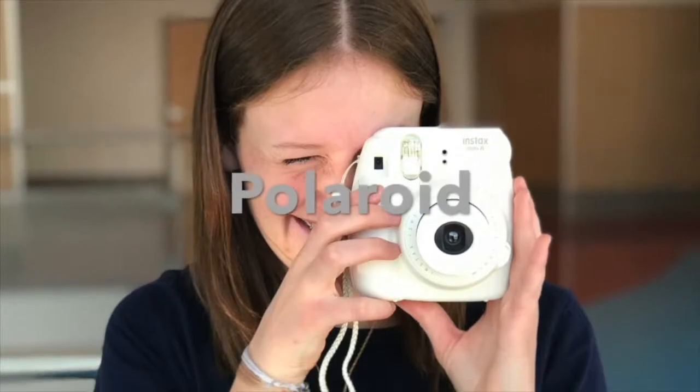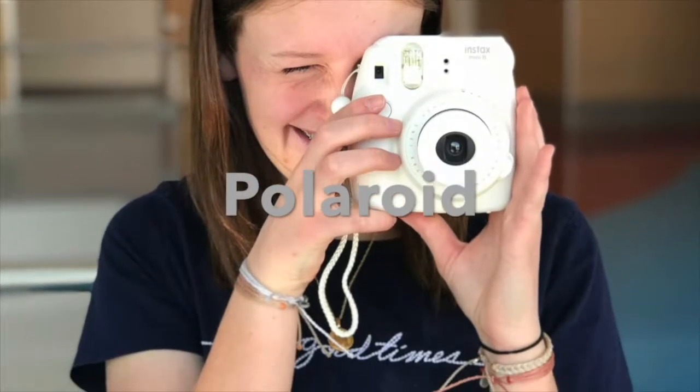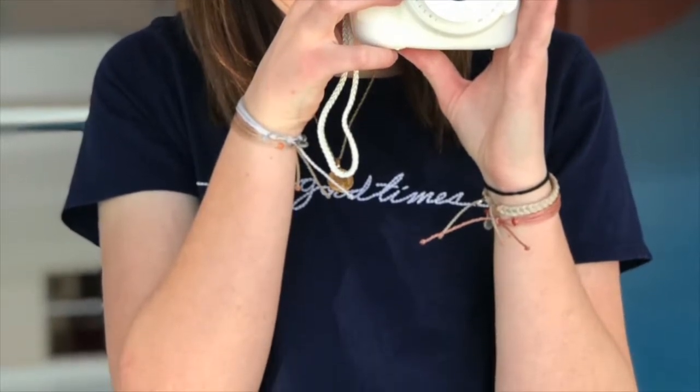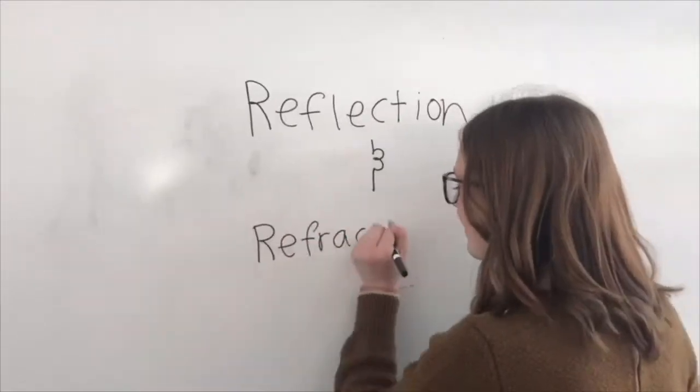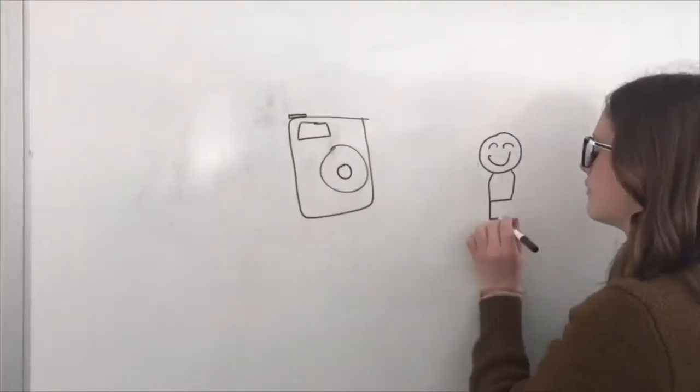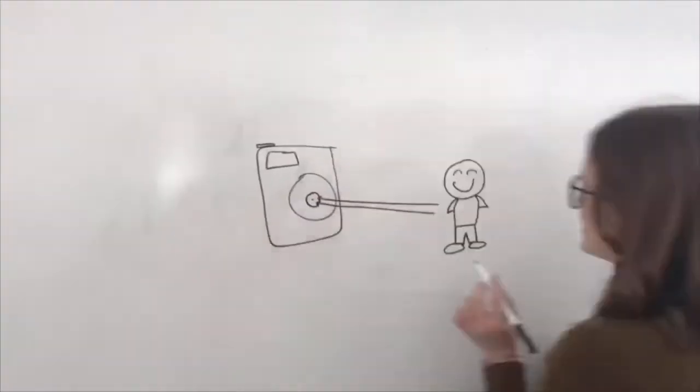The first camera we tested was a Polaroid camera. A Polaroid camera uses two different types of light behaviors, reflection and refraction. The image reflects into the lens onto a mirror, then onto film where it is exposed. Here is what it looks like.